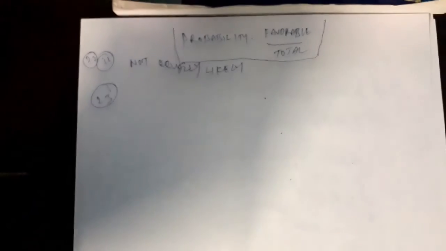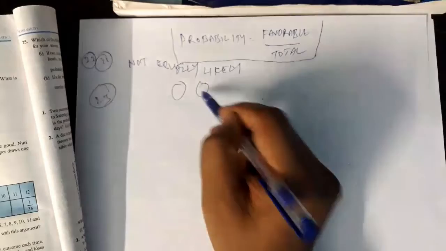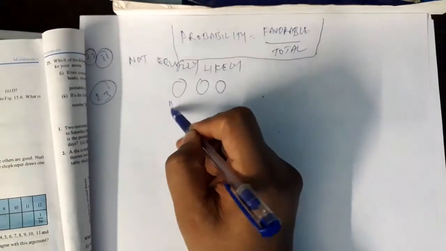Now coming to question number 23. A game consists of tossing a 1 rupee coin 3 times and noting its outcome each time. Hanif wins if all the tosses give the same result, that means 3 heads or 3 tails, and loses otherwise. Calculate the probability that Hanif will lose the game. That is the question. You tell me, tossing a 1 rupee coin 3 times.